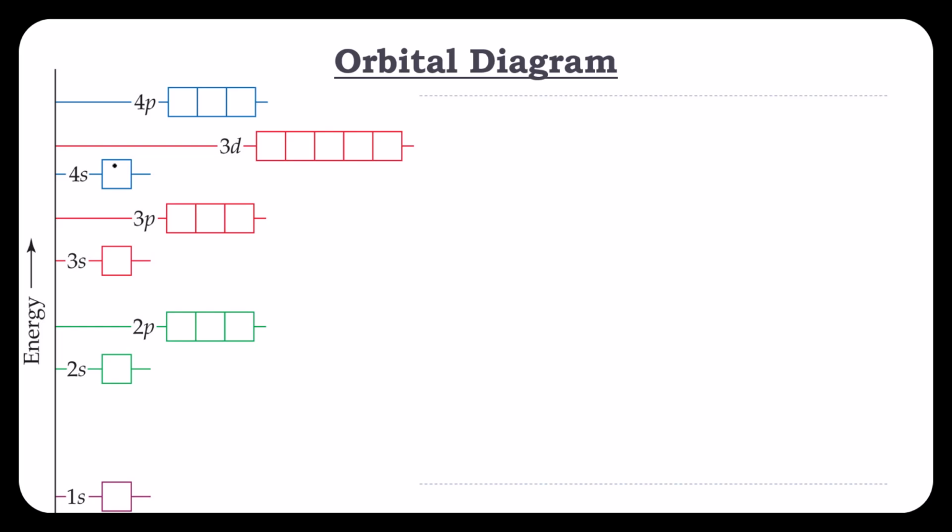So that's Aufbau's principle. We go from the lowest energy level to the highest, and each orbital, or each box, as we see here on the screen, can hold 2 electrons.